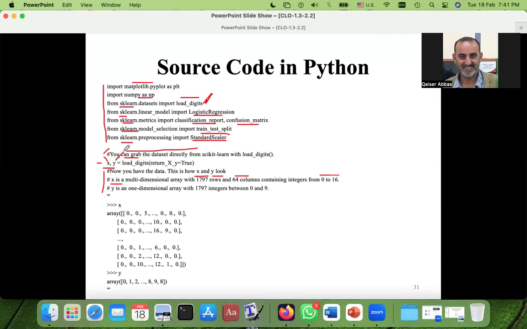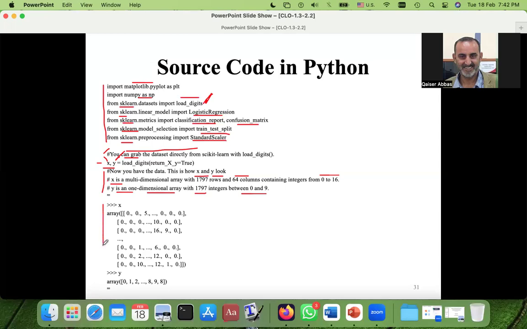And what is the data that you have in Y? Y is a one-dimensional array. That would be a class. It will have 1797 values again, and only with one integer between 0 and 9. So it is the last column which is containing values.